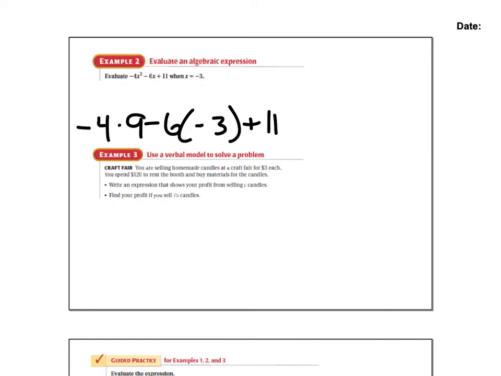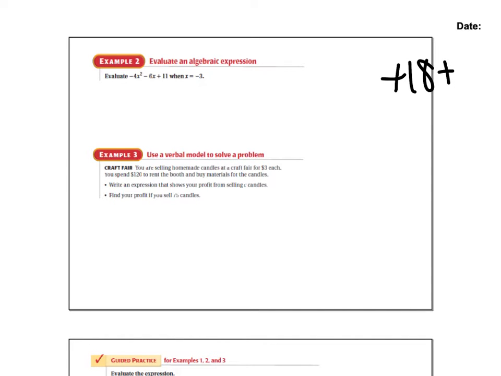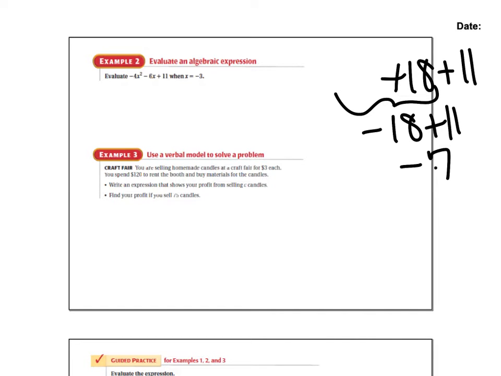And I have a bunch of addition and subtraction, but I need to move from left to right. So 9 times that -4 is going to be a -36. So I did that first. And then I'm going to look at my -6 right here and my -3, which turns out to be, when you multiply it, a +18 and then +11. So this right here, when you do it on your calculator, would be a -18 plus 11, and then when you add those together, you're going to finally end up with a -7.